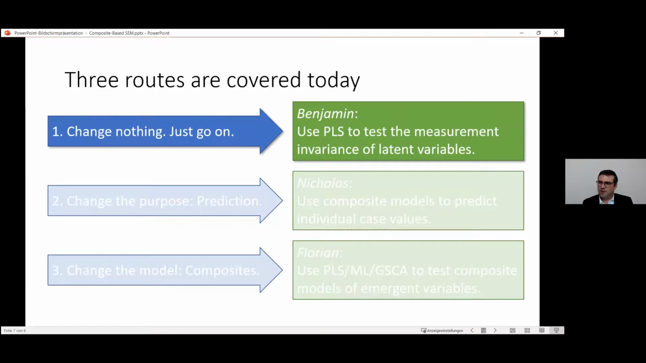And typically, one would regard it the other way around, that prediction is the end. You would like to do prediction, and composite models are a potential means to do that. So in my eyes, I think it would make more sense to switch the end and the means. And I'd like to hear your opinion about that.